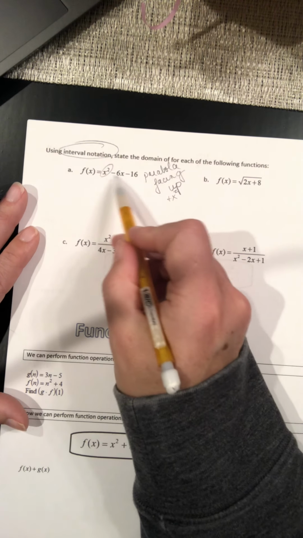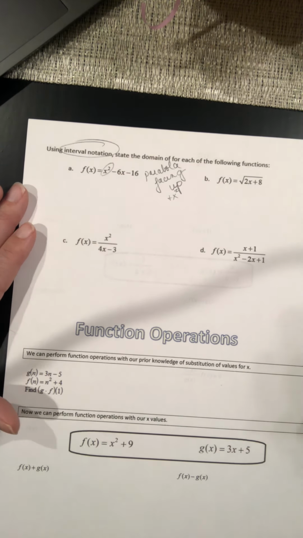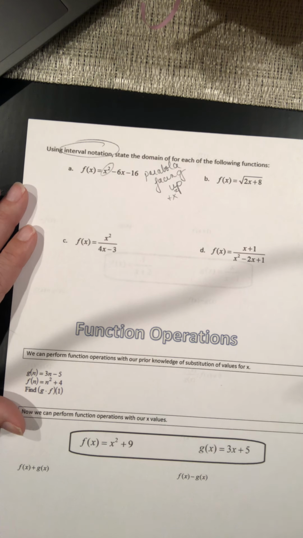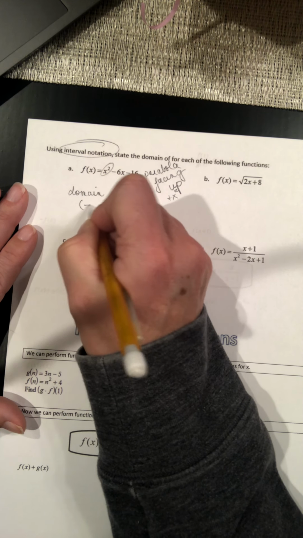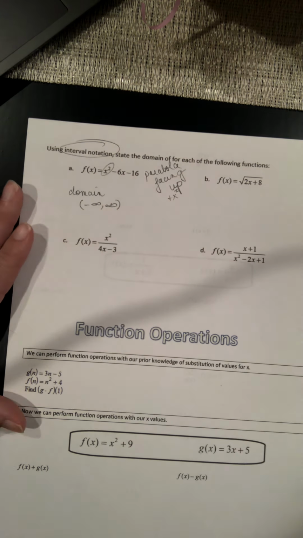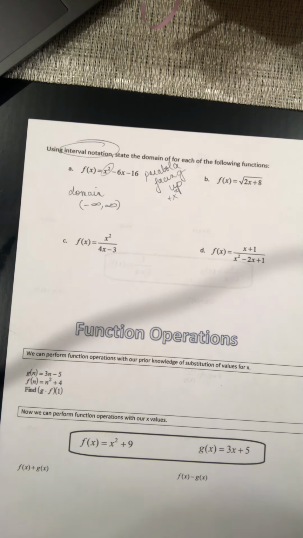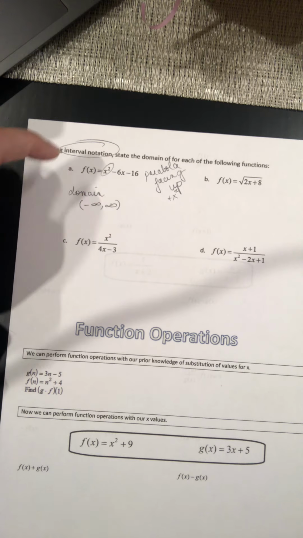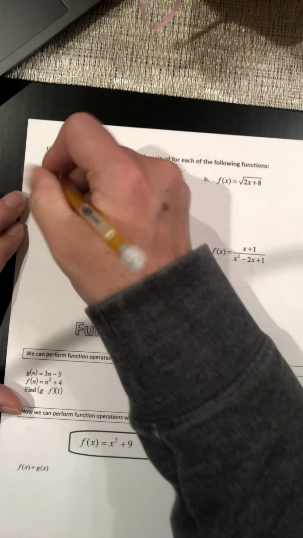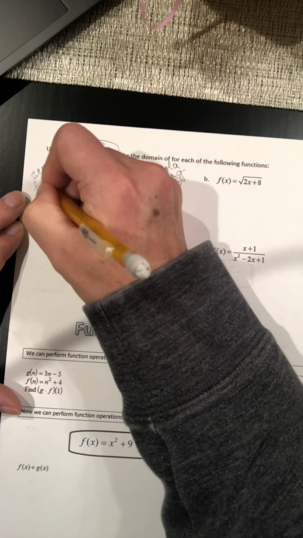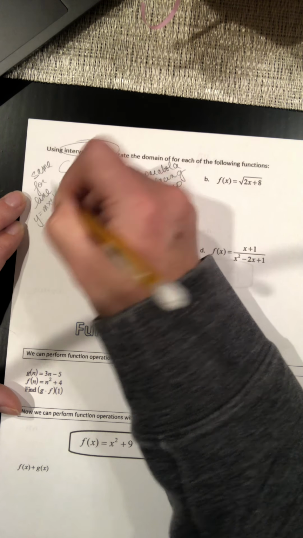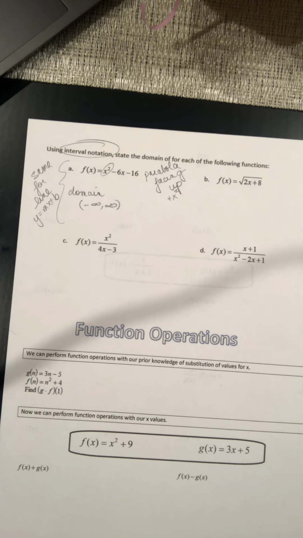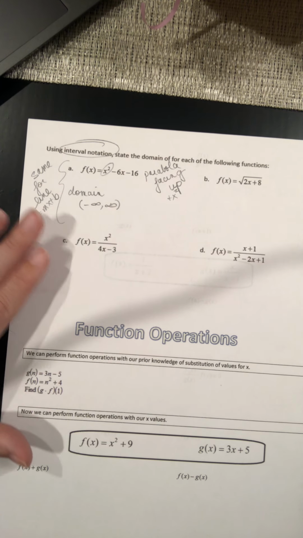So if that's the case, there are never any domain restrictions on an x squared parabola. That means with this domain, you don't have to do any work. It is literally just negative infinity to positive infinity, okay? Just like with any line, if you're graphing a line, there are no domain restrictions. So with a parabola or a line, same for a line, which is y equals mx plus b, there are no domain restrictions, okay? And again, you can always look at it in your graphing calculator, that's fine.